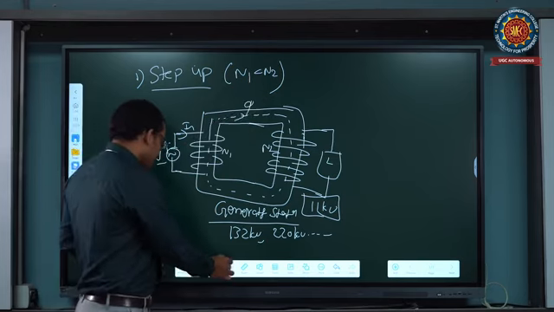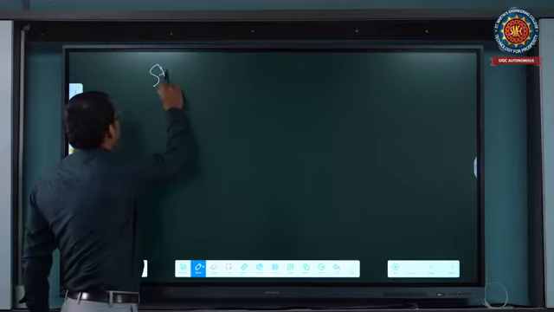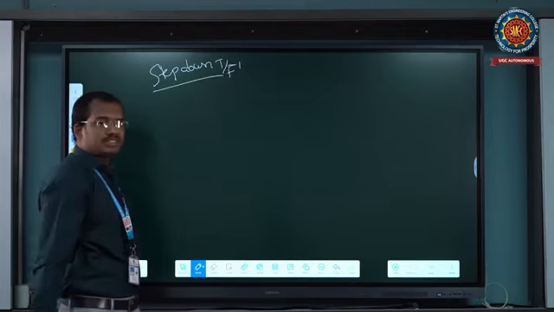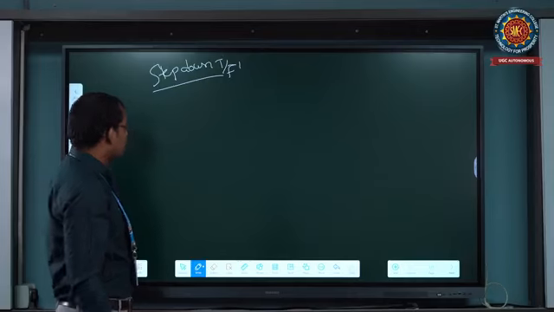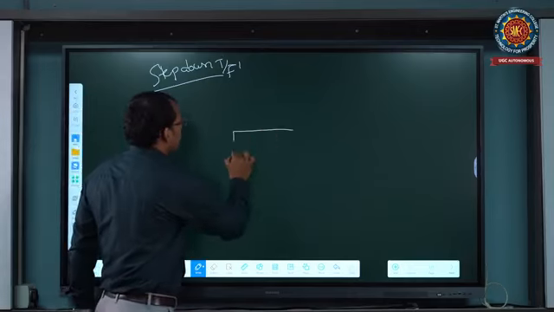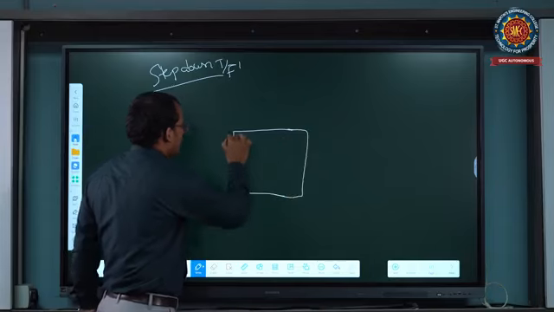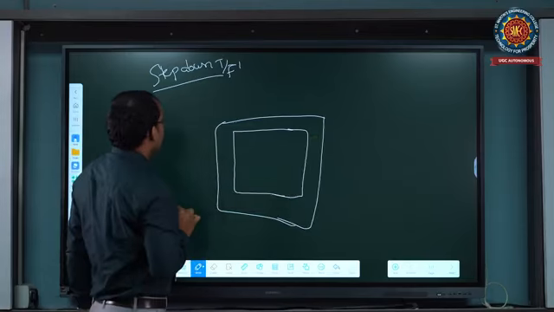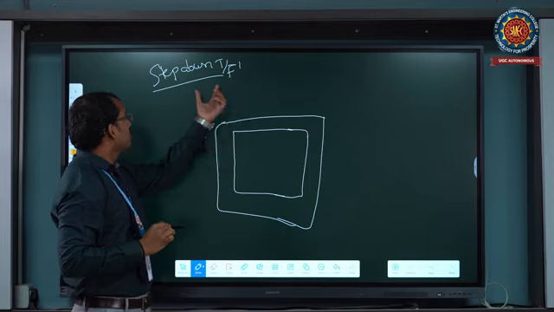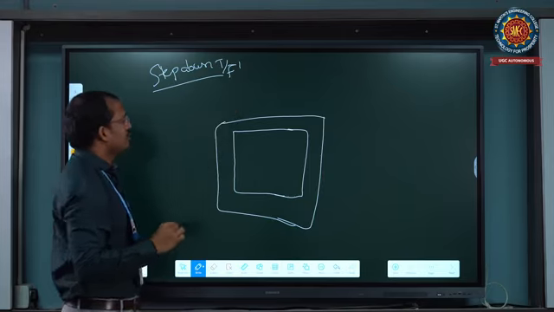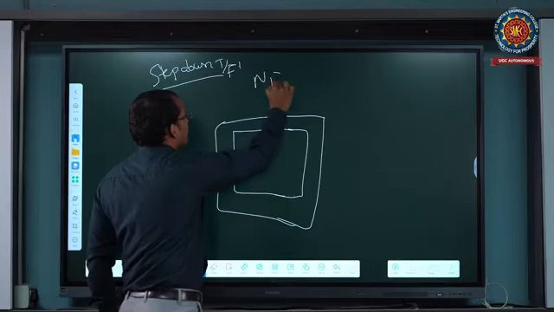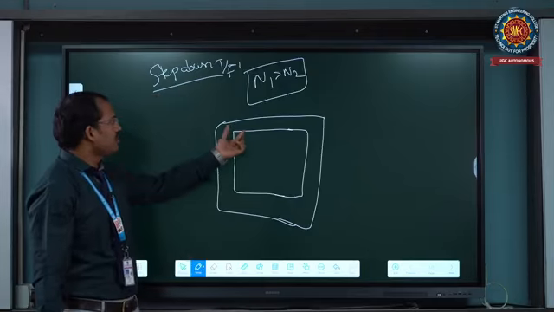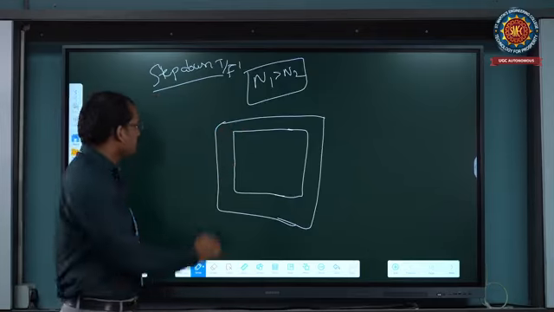So this is the step up transformer, and another one is the step down transformer. See the step down transformer: similarly, we draw a rectangular or square shape of iron core. Step down means we are decreasing the voltage levels, which means N1 is greater than N2. N1 means the number of primary turns is more.